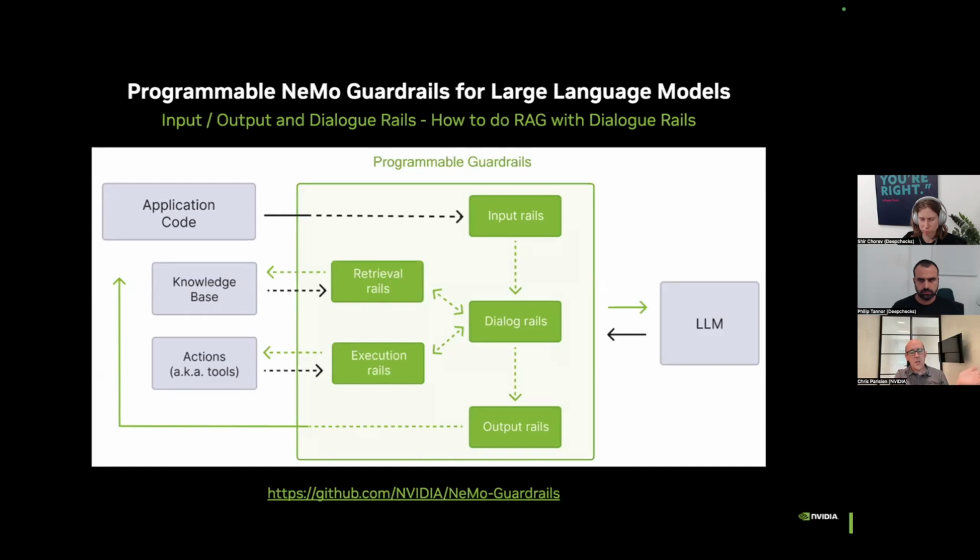Now, typically when application developers first come into this problem of like, how do I guardrail a system? They'll start from this space of like, I want to put just filters on my input and my output. That's a perfectly great place to start.